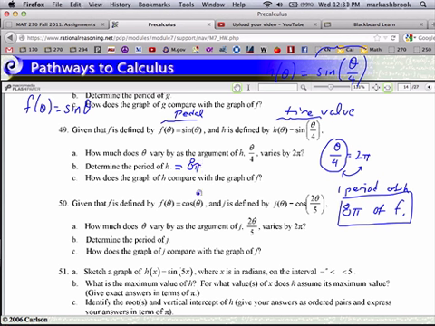How does the graph of h compare with the graph of f? Is it scrunched up or stretched out? Stretched out times 4, right? So if that's... period is 4 times the stretch.